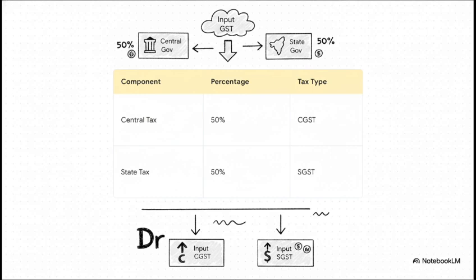For an intrastate purchase, that tax gets sliced right down the middle. The total input GST is divided equally. Exactly 50% goes to the central government as CGST, and the other 50% goes to the state government as SGST. So you aren't just debiting one massive tax account, you're debiting two separate accounts, input CGST and input SGST, each carrying half of that total tax burden.